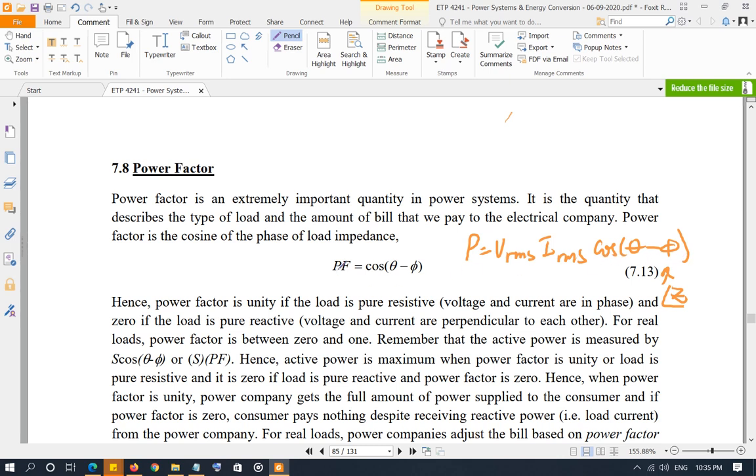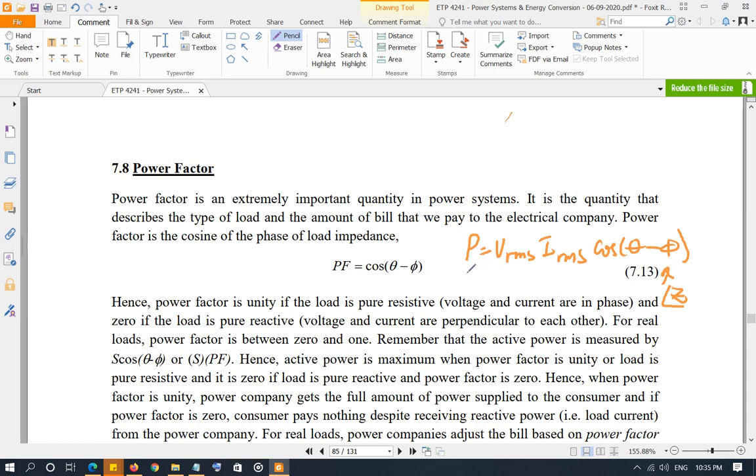Now, cosine of theta minus phi, which is the power factor, what is its significance? The power company is sending you current based on how much load you have at your home, and the watt-hour meter can only measure the active power. Remember, the active power is only dissipated in the resistive part of the circuit, not the reactive part. So if your load is purely resistive, then the phase difference between voltage and current is zero. Through a resistor, voltage and current are in phase. That means cosine of zero, so your power factor will be 1 if you have a resistive load.